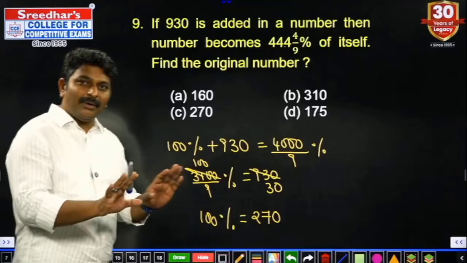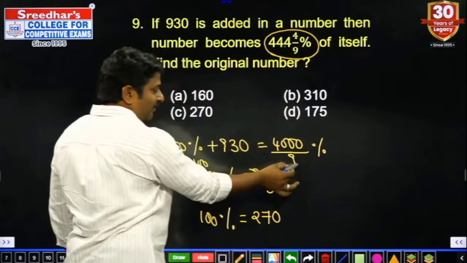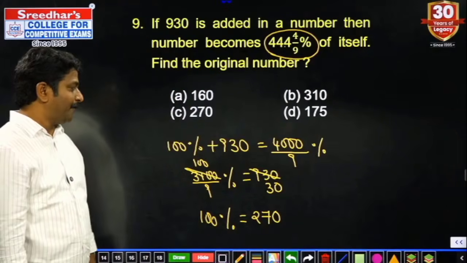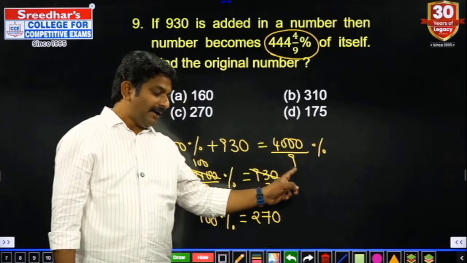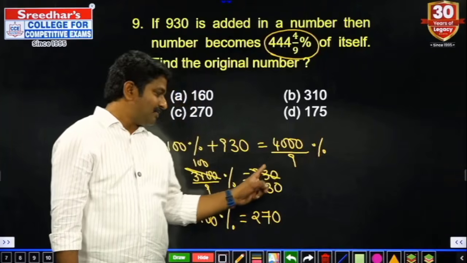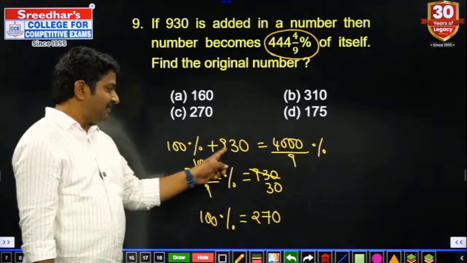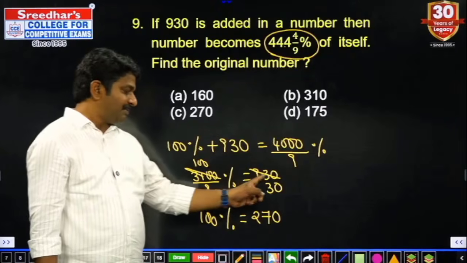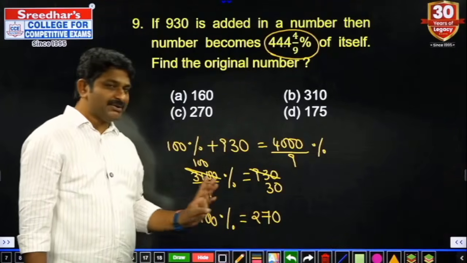I did not do anything. Only this is converted to 4000 by 9%. After that it is a regular thing only. Simple. 100% has gone to the other side. 9 taken common, 9 into 100, 900. Subtracted from 4000, 3100% by 9, which is equal to 930. Cancellation with 31, 100 times, 30 times. 9 goes to the other side. 100% is 270.